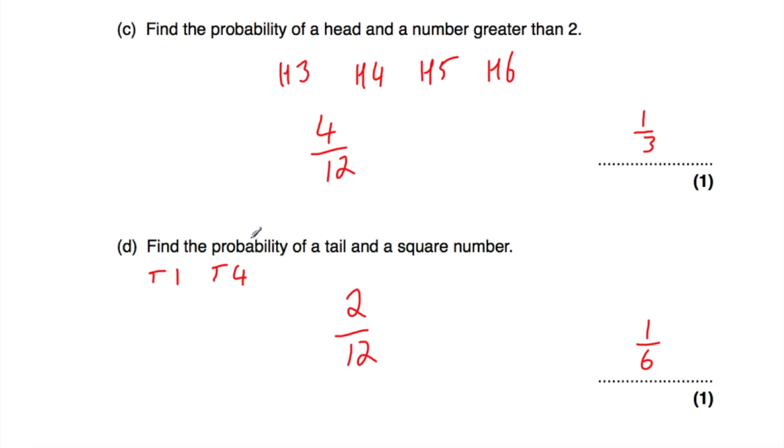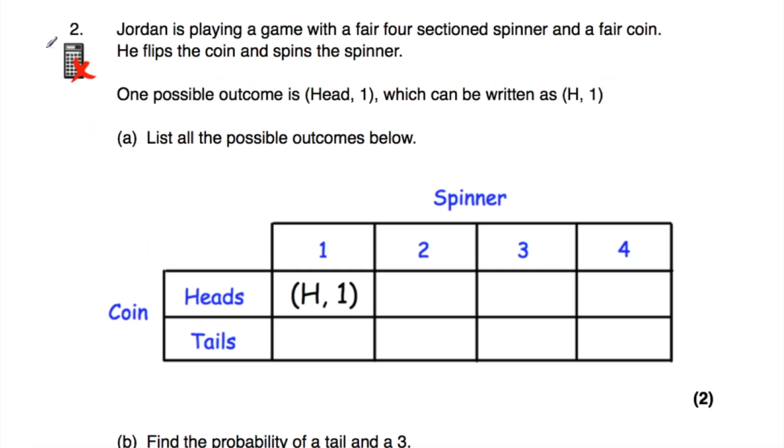And that's it. So that means the probability of getting a tail and a square number would be 2/12, or 1/6. Okay, let's look at our next question, question number 2.